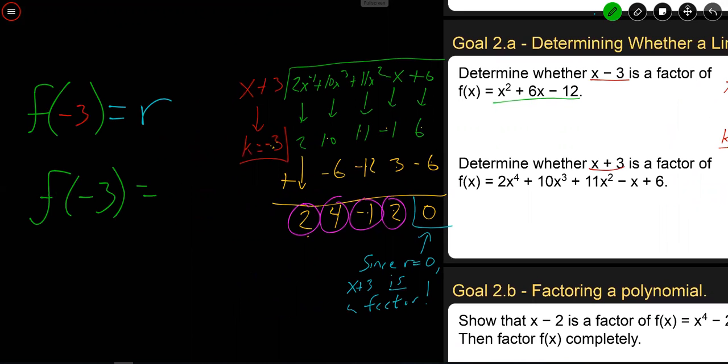If I plug in a -3 into my function, my remainder will be 0, or my output of the function will be 0. So that's another way to check. Use what you learned about the remainder theorem, use what we learned about synthetic division, and as long as that remainder is 0, then by the factor theorem, it is a factor, or it divides evenly.